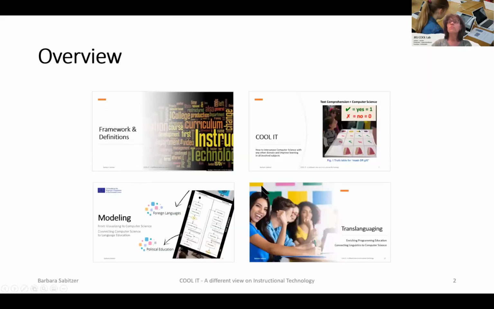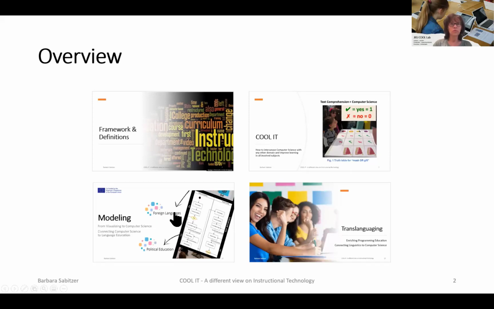After defining the framework, I would like to introduce you to the teaching approach and our possibilities and intentions to interweave computer science with any other subject. And I will give also some examples of practice. Then I will show you two quite unusual strategies or instructional technologies that allow to interweave computer science with foreign languages. The one is modeling.